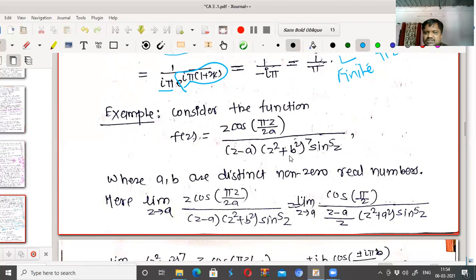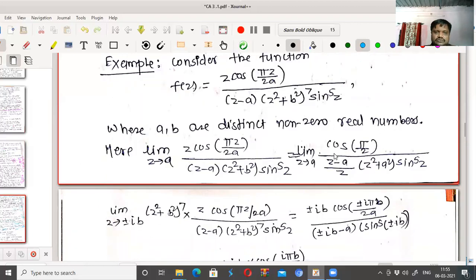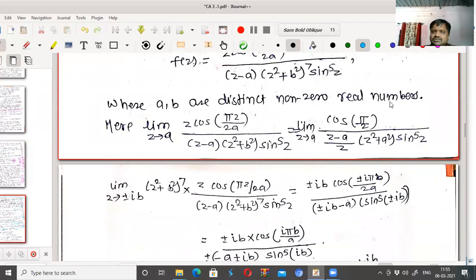Z square plus b square is 0 means what? Z square equal to minus b square, that is z equal to plus or minus ib, and then z equal to 0. So z equal to 0 is a singularity, z equal to plus or minus ib is also a singularity, and z equal to a is again a singularity. Now we will verify whether z equal to a is a pole, and of which order. Similarly for z equal to ib and z equal to 0, where a, b are distinct non-zero real numbers.